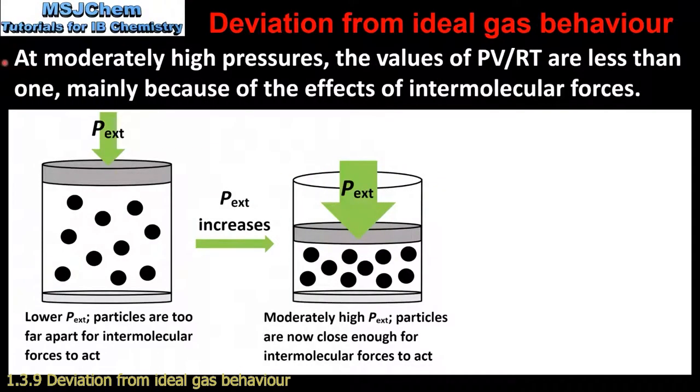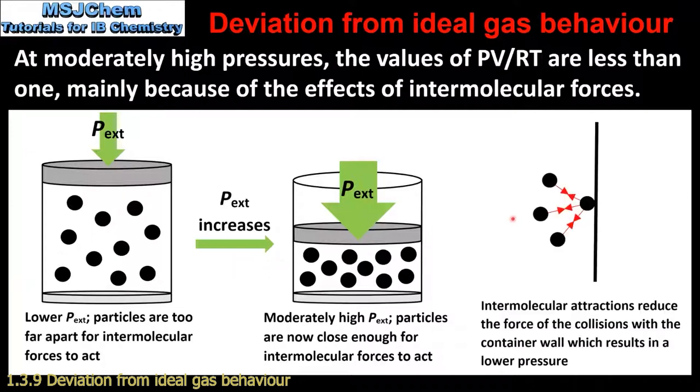So as we saw in the previous slide, at moderately high pressures, the values of PV over RT are less than 1, which is mainly because of the effects of intermolecular forces. In this diagram, we can see that at lower external pressures, the particles are too far apart for intermolecular forces to act. As the external pressure increases, the particles are forced closer together.